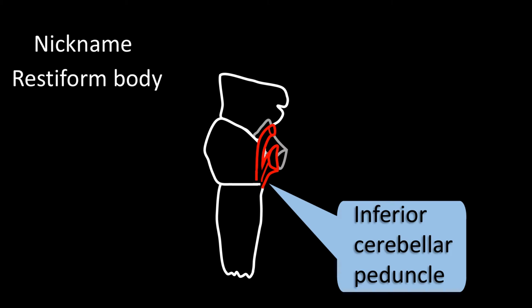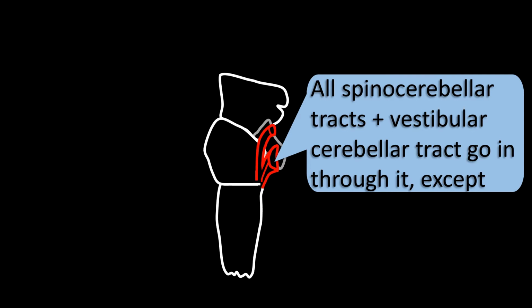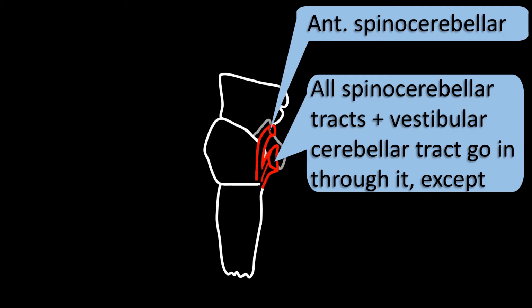nicknamed the restiform body. A second nickname is used for the innermost region of this peduncle. The nickname is juxtarestiform body. All the tracts going to the cerebellum from the vestibular nucleus and the spine enter the cerebellum by the inferior peduncle, except for the anterior spinocerebellar tract. This tract enters the cerebellum at a superior level mixed with the fibers from the superior cerebellar peduncle.